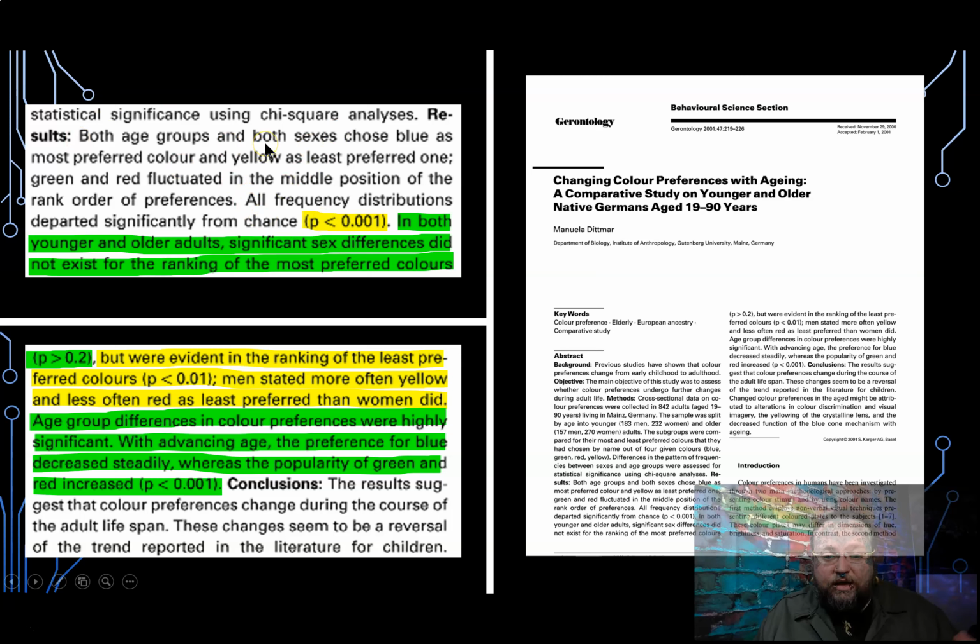But you can see here they're saying, okay, all frequency distributions departed significantly from chance. So they're saying that the choices people are making have p less than 0.001. So this is not even 5%. This is not 1%. This is a 0.1% chance. That's so small that you're like, no. But that's what they're saying.